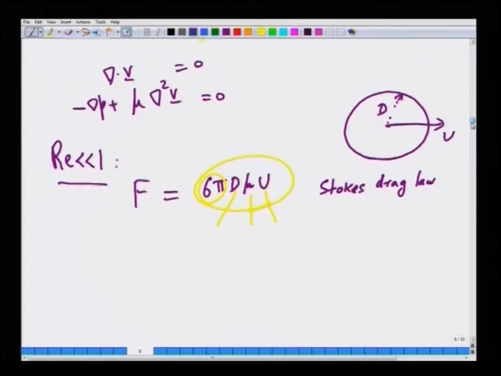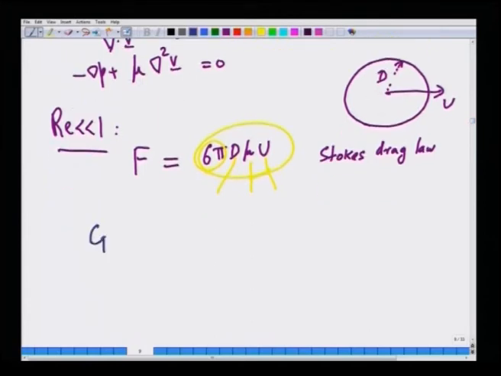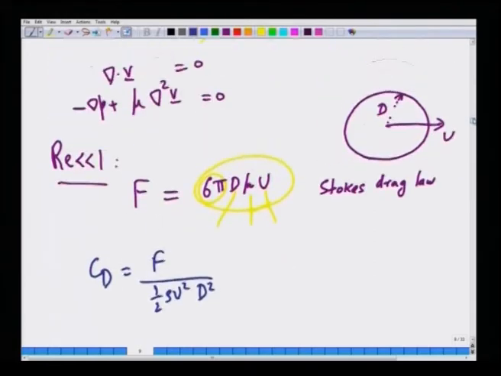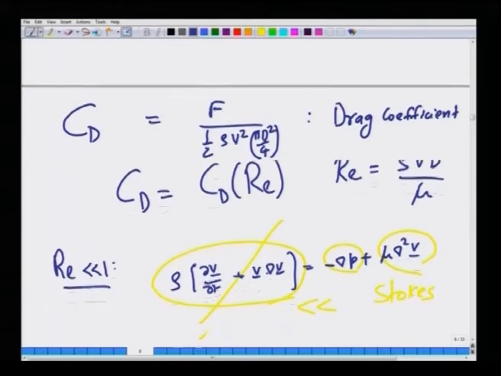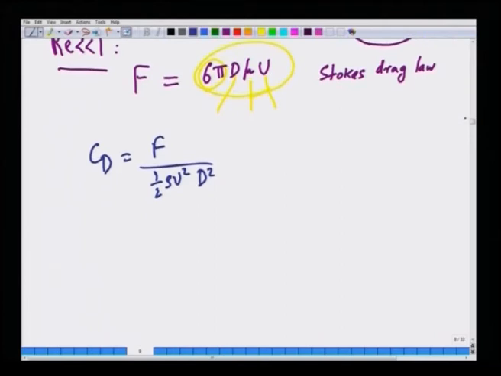Okay. Therefore, if you want to calculate the drag coefficient, we have to simply divide the force by half rho u squared d squared. So, let me redefine my coefficient, using the area of the sphere, pi d squared by 4. Dimensional analysis will tell you that it's simply half rho u squared d squared, but conventionally it is defined like this, with pi d squared by 4.